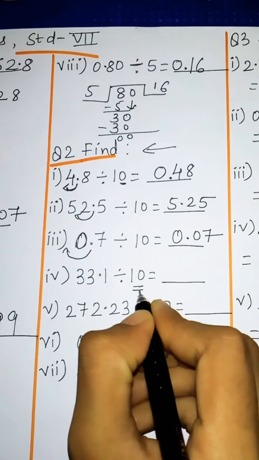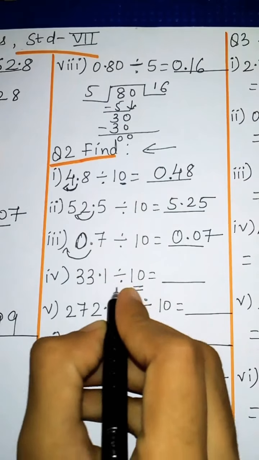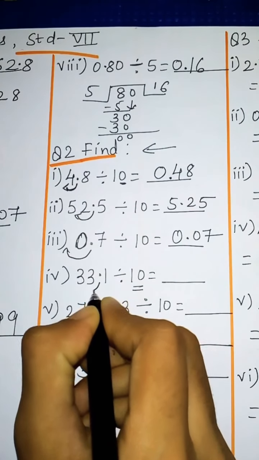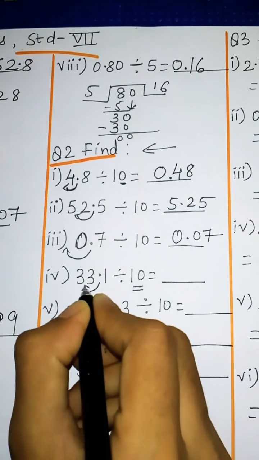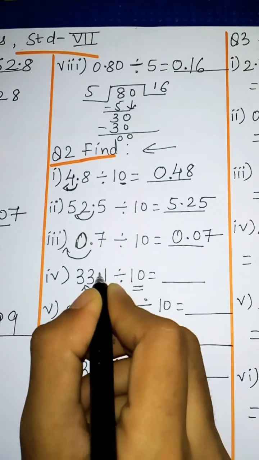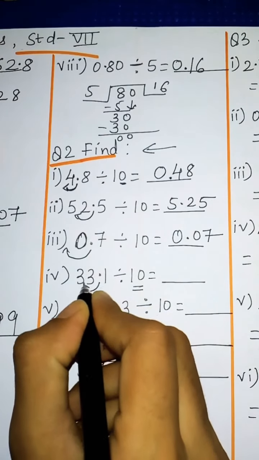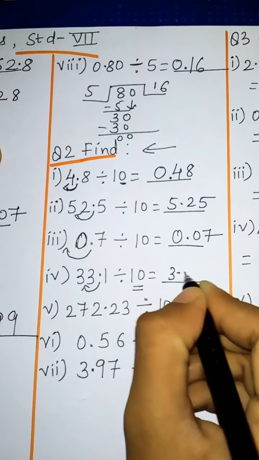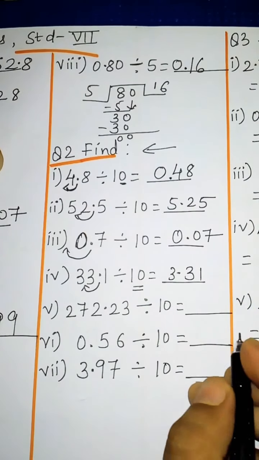Now 33.1 divided by 10. Again divide by 10 is there. 10 means we have to shift one time. So this decimal point is here, and from here we will take it here. The decimal point will shift and come to this side. One time it will shift. So here the point will come. So 3.31 will be our answer.